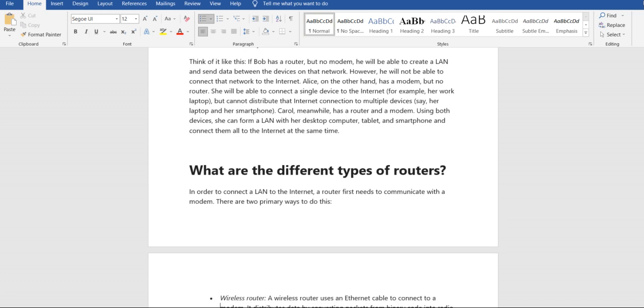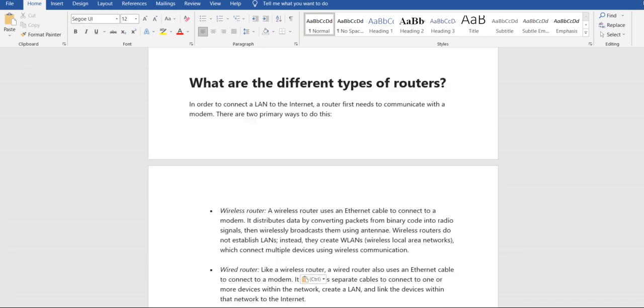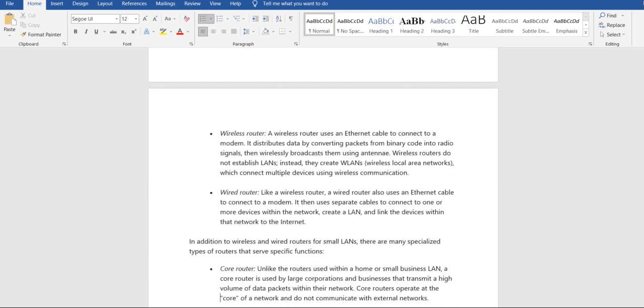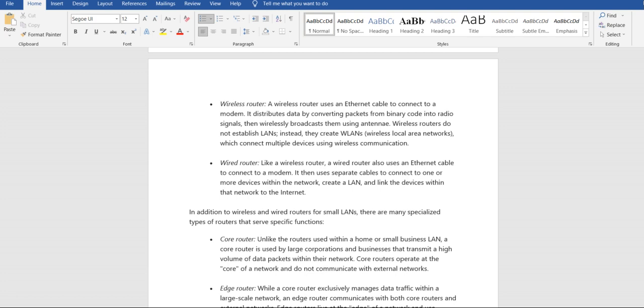There are two primary ways to do this. A wireless router uses an Ethernet cable to connect to a modem. It distributes data by converting packets from binary code into radio signals, then wirelessly broadcasting them using antennas. Wireless routers do not establish LANs. Instead, they create WLANs, wireless local area networks, which connect multiple devices using wireless communication.